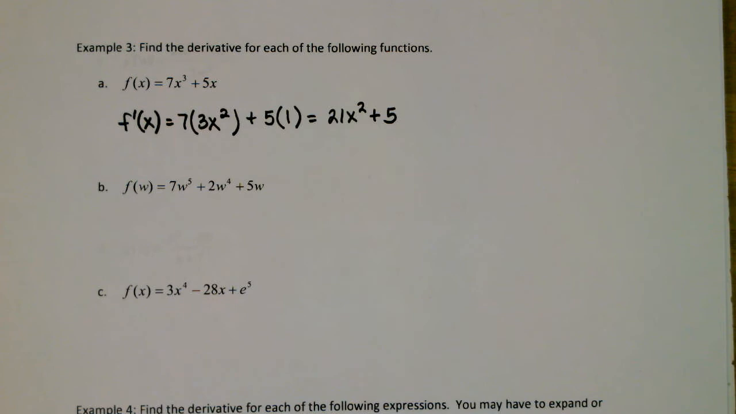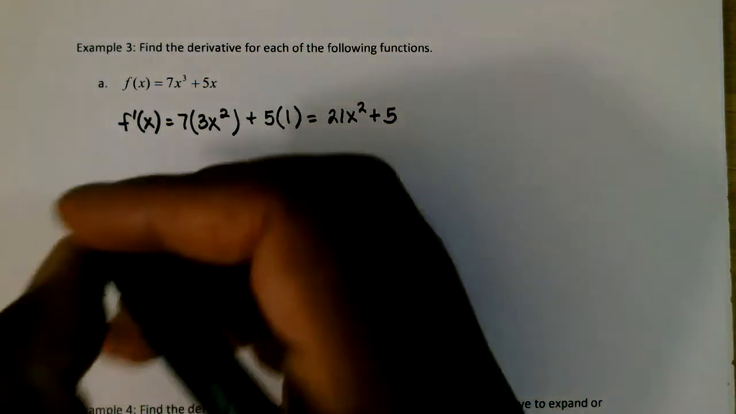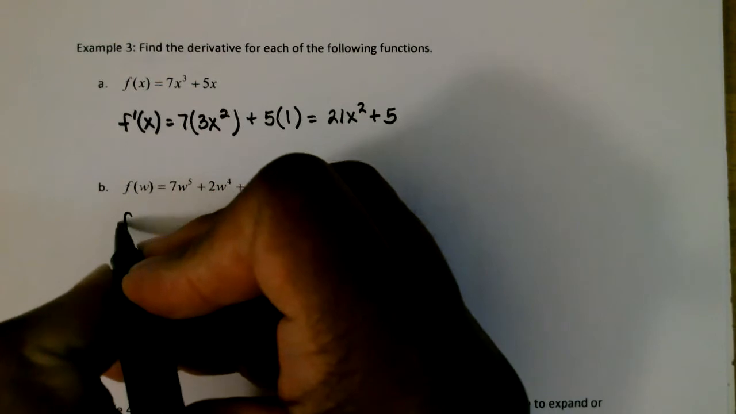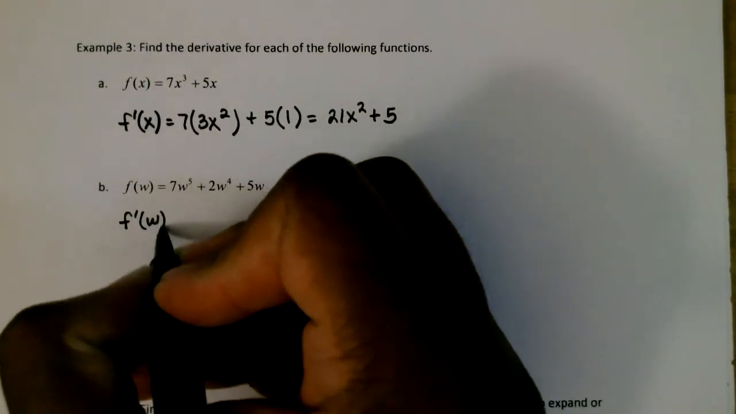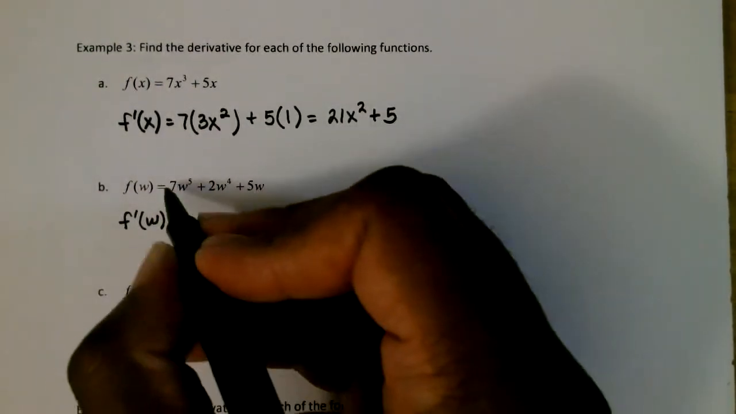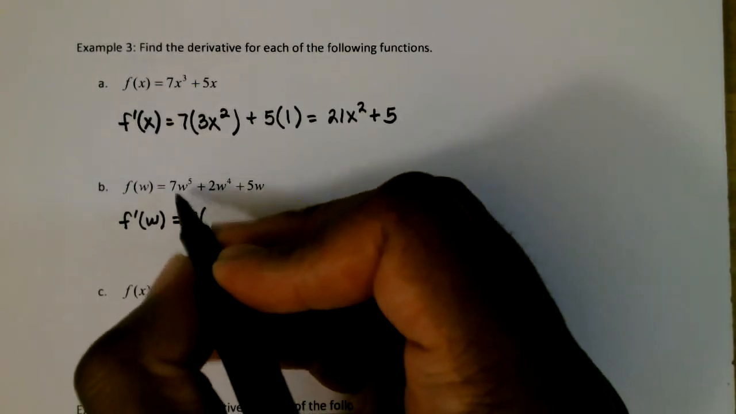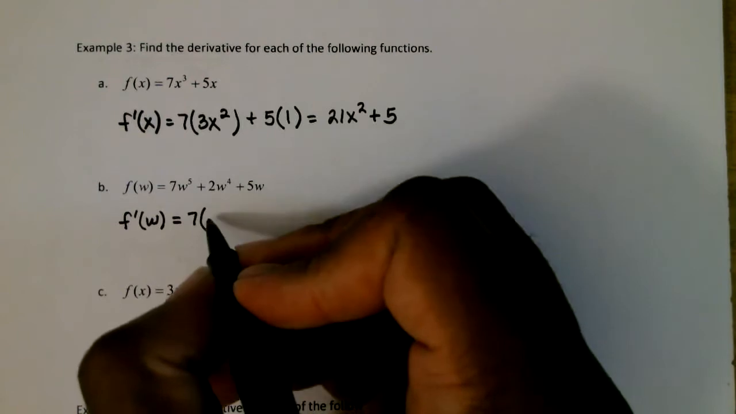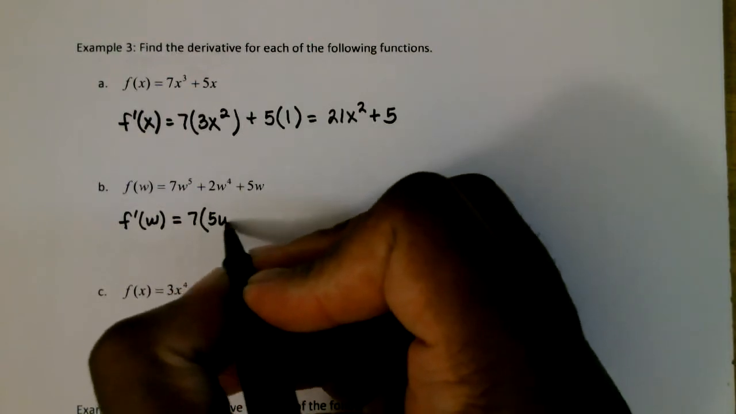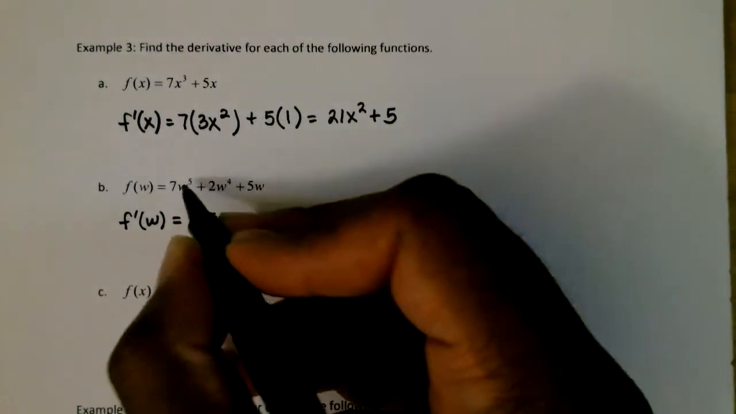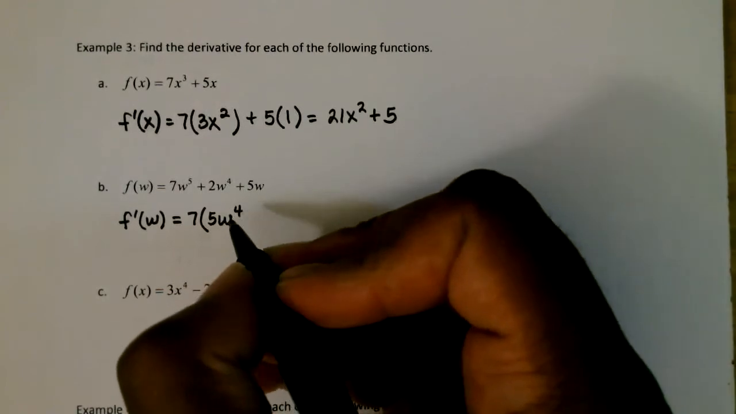All right, now part B, f of w is equal to 7w to the 5th plus 2w to the 4th plus 5w. Okay, so for f prime of w, I'm going to bring down the 7. And then the derivative of w to the 5th, we bring down the 5. Copy over the w. 5 minus 1 will be 4.